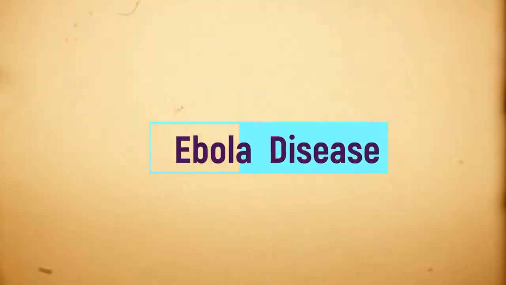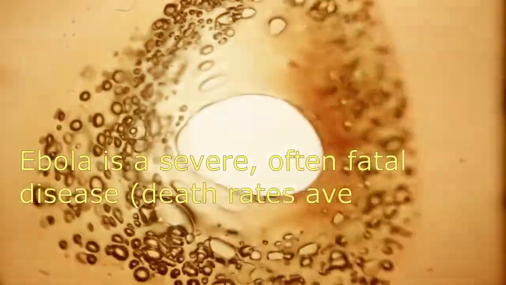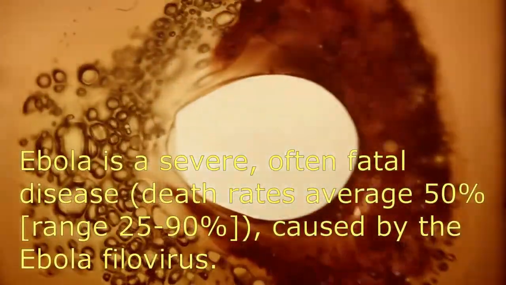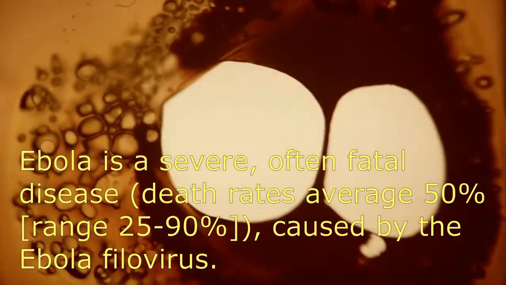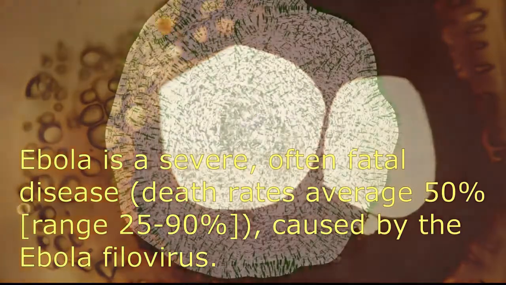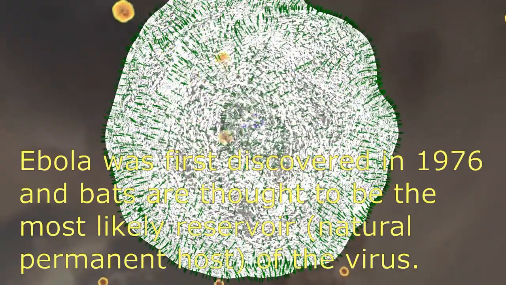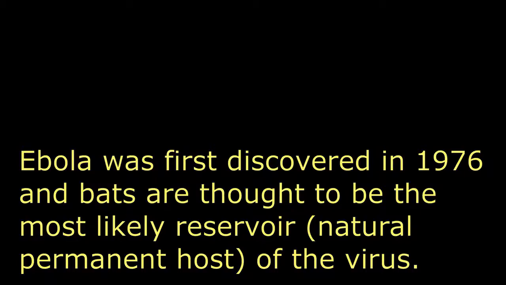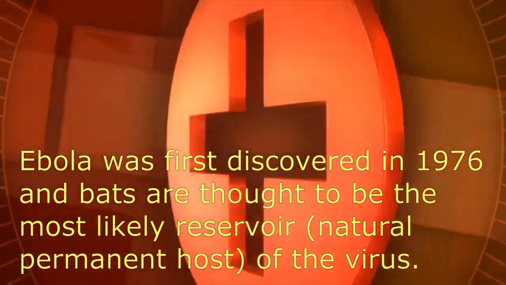Ebola. Ebola is a severe, often fatal disease. Death rates average 50%, range 25 to 90%, caused by the Ebola filovirus. There are 5 different types of Ebola virus, 4 of which are known to cause disease in humans. Ebola was first discovered in 1976, and bats are thought to be the most likely reservoir, natural permanent host, of the virus. The virus readily spreads to humans, and from human to human.